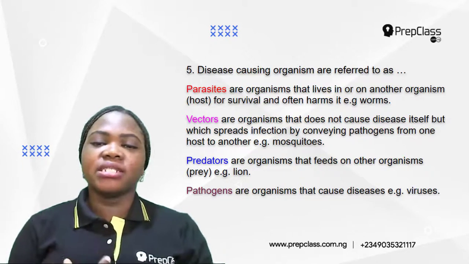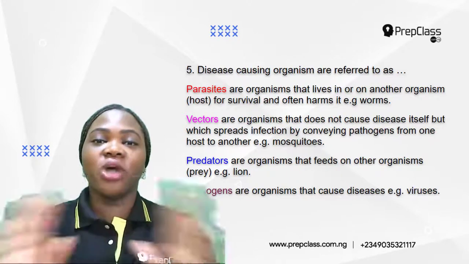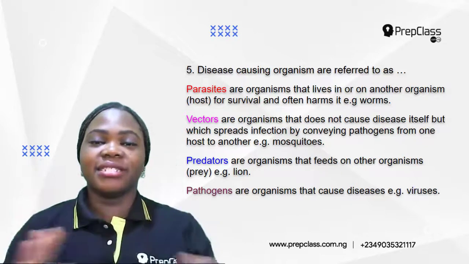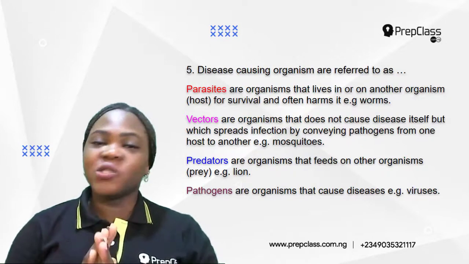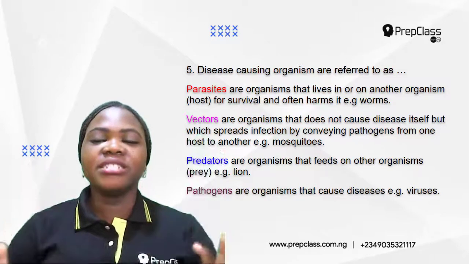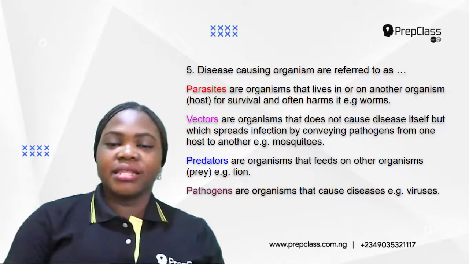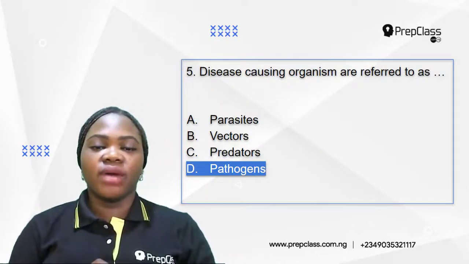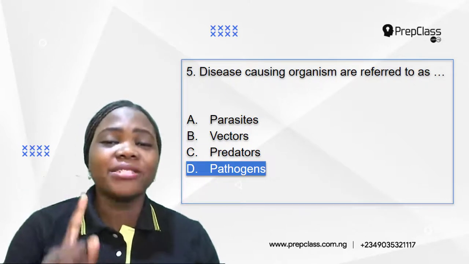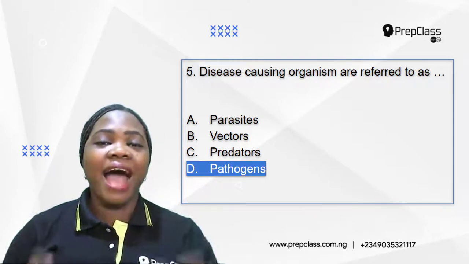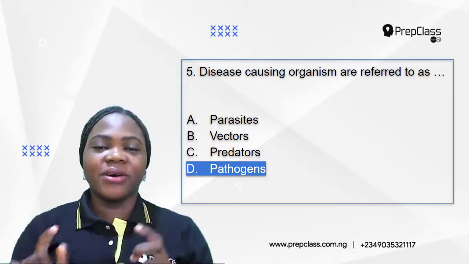Now, what are pathogens? Pathogens are organisms that cause disease. That's their job. They always cause diseases. For example, viruses. Wherever you find viruses, they are there to cause diseases. So pathogens are organisms that cause diseases. So now let's choose which of the options is correct. Disease-causing organisms are referred to as D, pathogens. Pathogens are disease-causing organisms. So D is the correct answer.